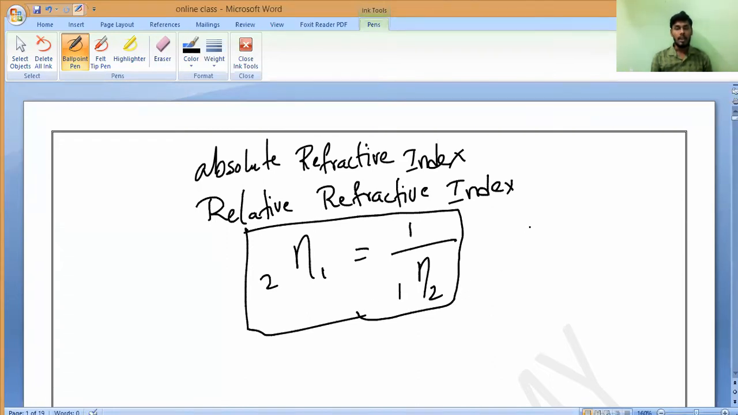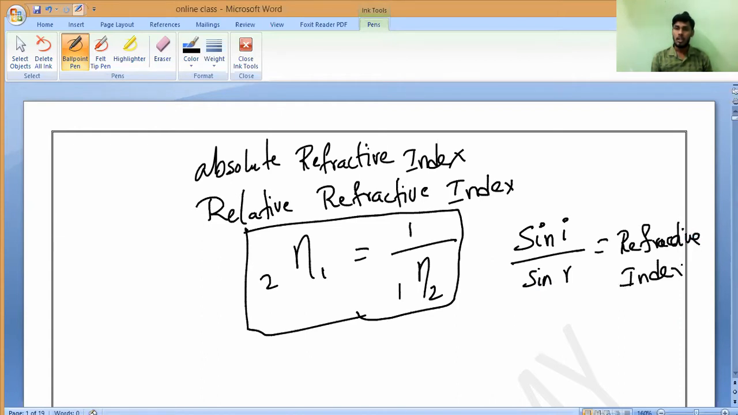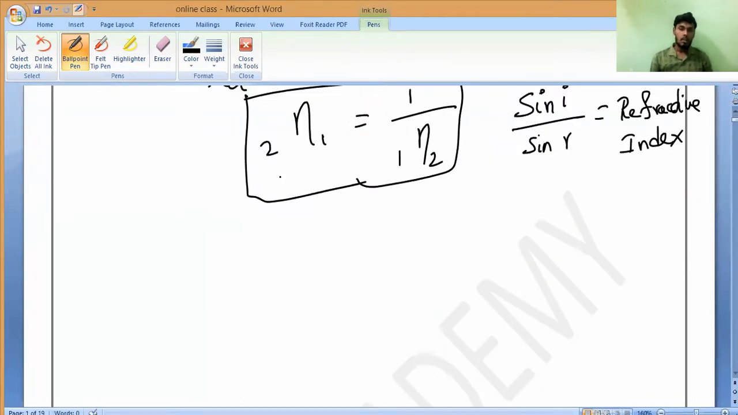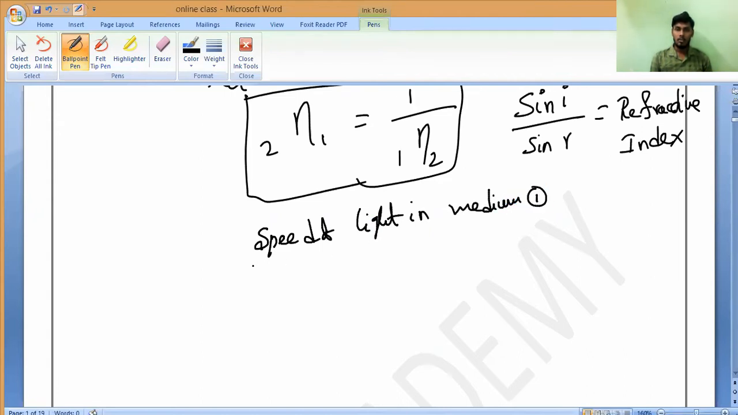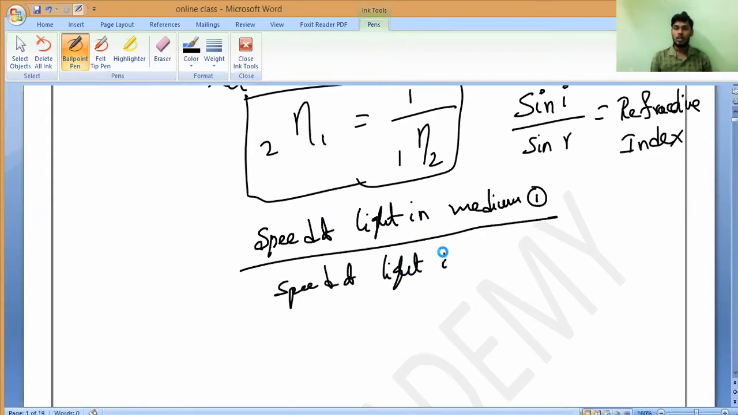When the angle of incidence and angle of refraction are given, then sin i by sin r equals the refractive index. Is it yes or no? And when speed is given, then speed of light in medium 1 divided by speed of light in medium 2 equals the refractive index. So this is what we have studied till last class.